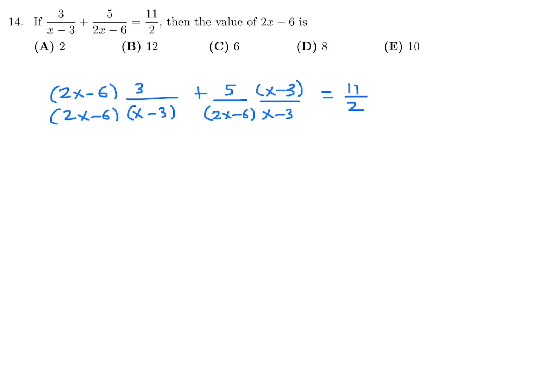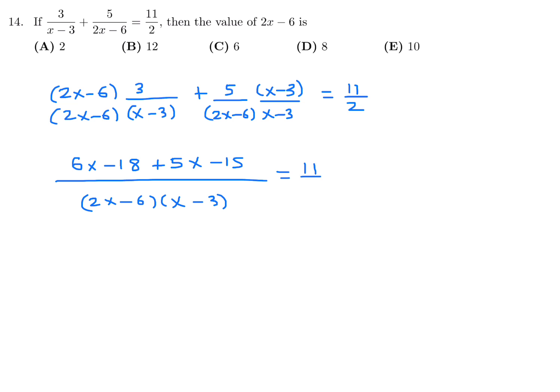All right? So this gives me, if I were to expand this, 6x minus 18 plus 5x minus 15. And the denominator, I'll just leave it for now, 2x minus 6 and x minus 3. And that is 11 over 2. Simplifying, you get 11x minus 33. And on the bottom, same thing, 2x minus 6, x minus 3, and that is equal to 11 over 2.